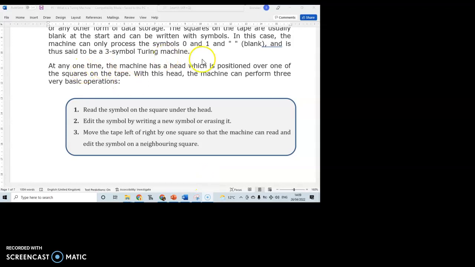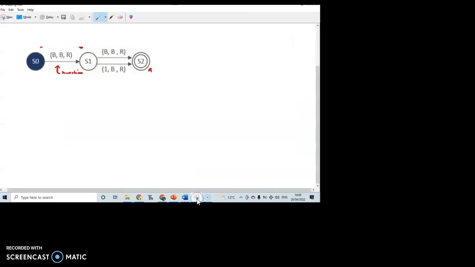So at any one time, the machine has a head which is positioned over one of the squares on the tape. With this head, the machine can perform three very basic operations. In short, it can read, it can write or edit the symbol, and it can move. They are the three short things that it can do. Read, write, and move.